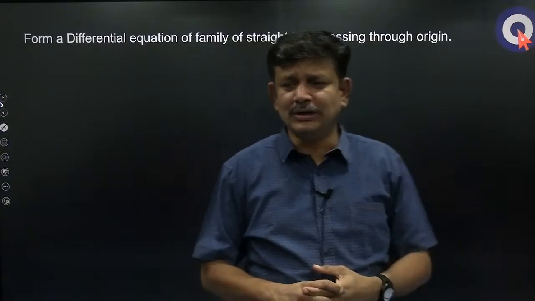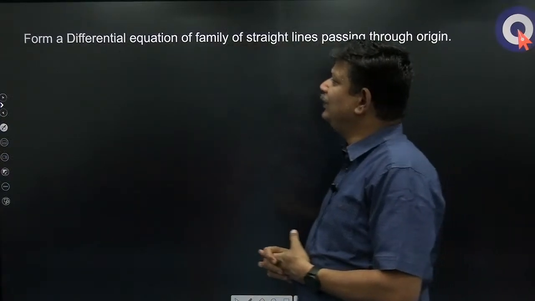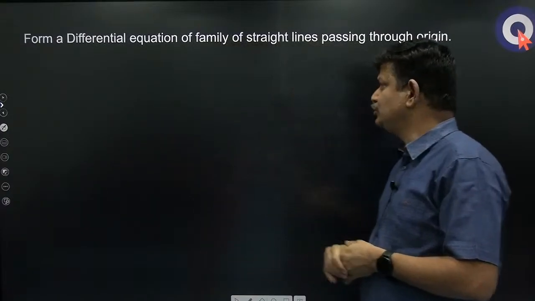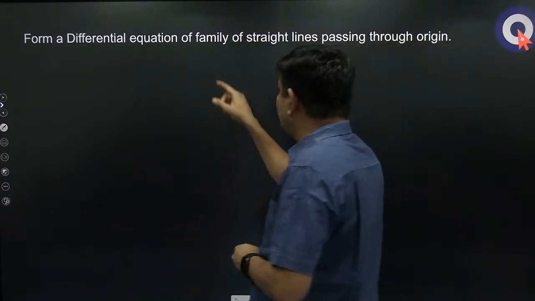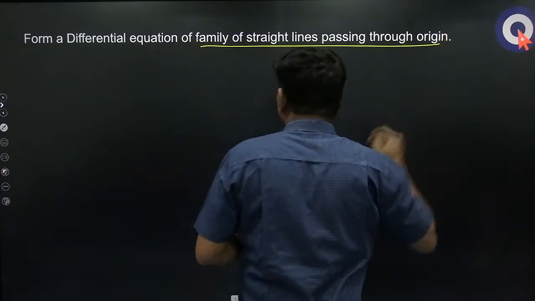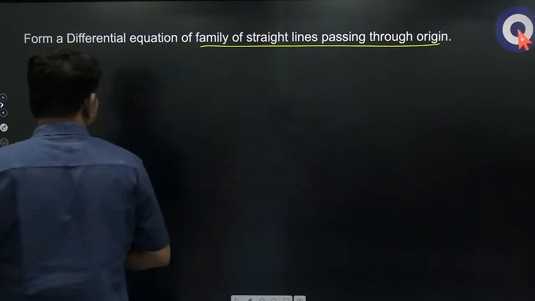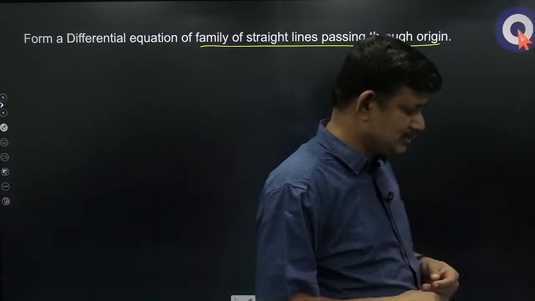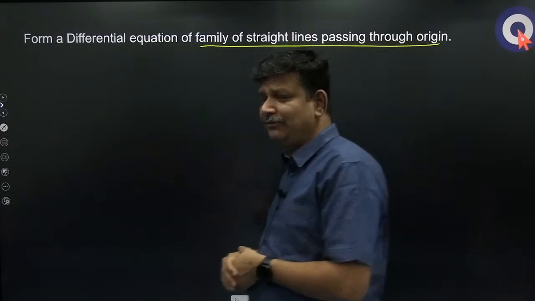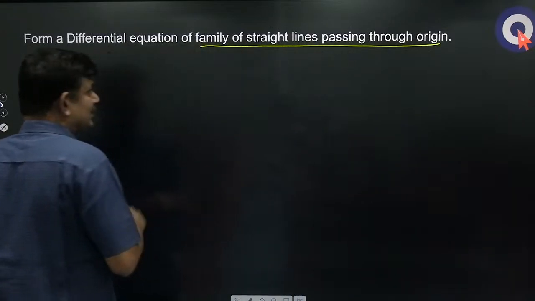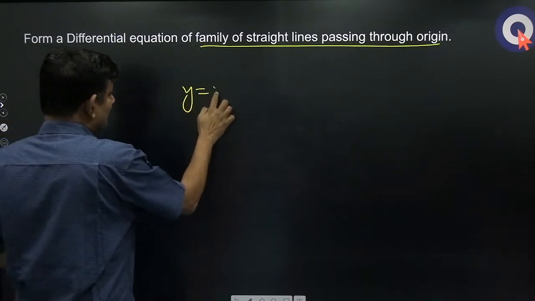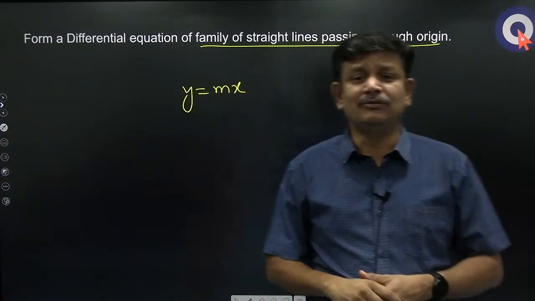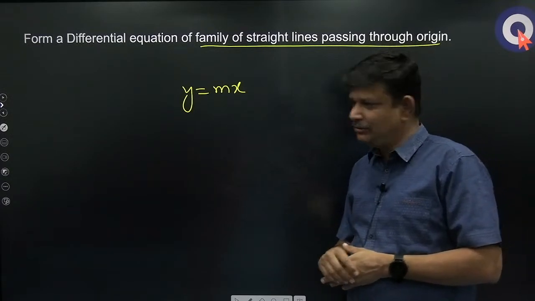Next, once you know that, how to form a differential equation. Sometimes an equation will be given, we will do those numericals, and sometimes some word questions will be given. Form differential equation of family of straight lines passing through origin. Simplest of all questions could be this. How will you write family of straight lines passing through origin? Y is equal to mx.